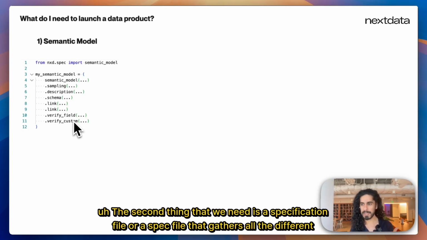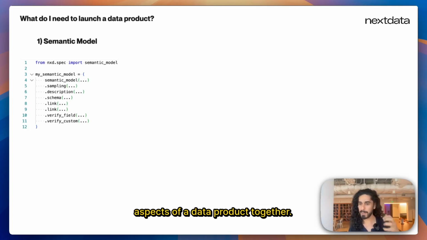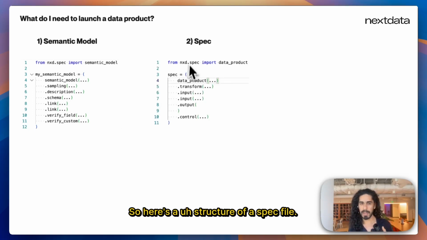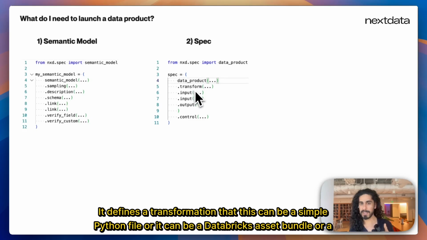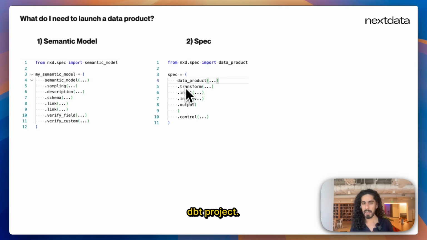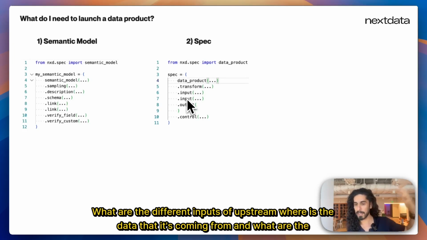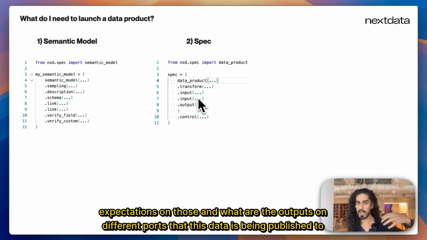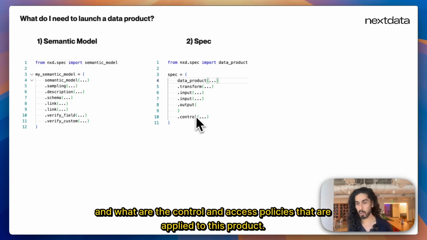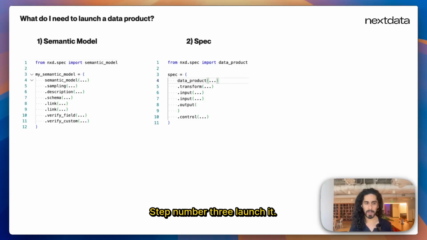The second thing that we need is a specification file, or a spec file, that gathers all the different aspects of a data product together. So here's the structure of a spec file. It defines a transformation, which can be a simple Python file, or a Databricks asset bundle, or a DBT project. What are the different upstream inputs, where the data is coming from, and what are the expectations on those, and what are the outputs at different ports that this data is being published to, and what are the control and access policies that are applied to this product. That's step number 2. Then step number 3, launch it.